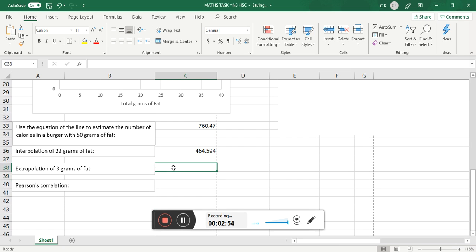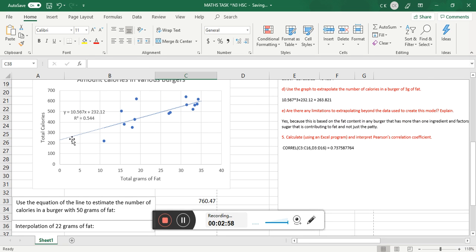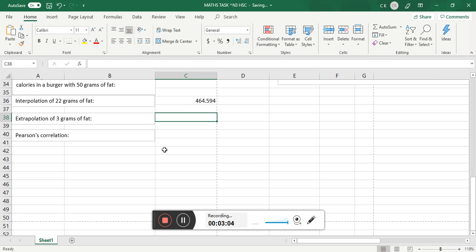Now also we have to use the equation of the line to extrapolate 3 grams of fat. I've extended the line to also show this. So we're looking for around 260 something. So we're going to use the equation of the line again. We're going to do 10.567 times 3 plus 232.12. Yeah, so 263 is the estimated amount of calories.